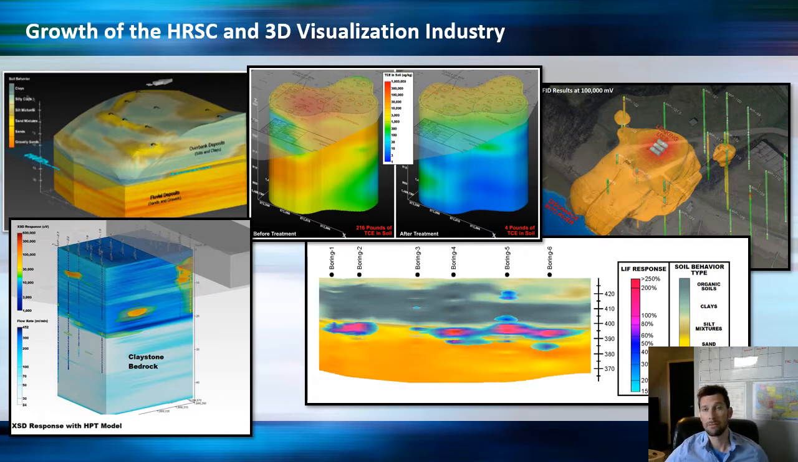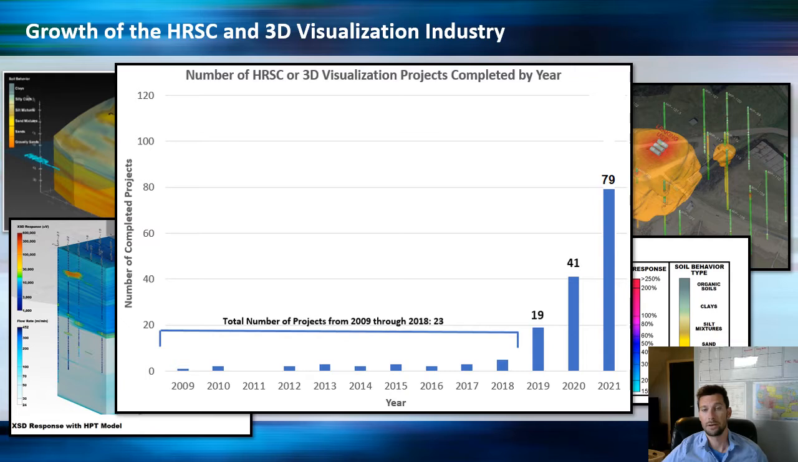So I don't have the data for the entire industry, obviously, on how much this is being used. And I don't even have all the data from our company. But what I do have is the projects that I've worked on over the past 10 or 15 years. And you can see there's been quite a bit of growth as of late. Basically, the last 3 years, it's doubled each year, and obviously we still have about a month and a half left of 2021. So I fully expect that we'll double that number from 2020 this year. So you can see this is being used a lot more on sites, and it's not just HRSC, but it's also 3D visualization. And why is that?